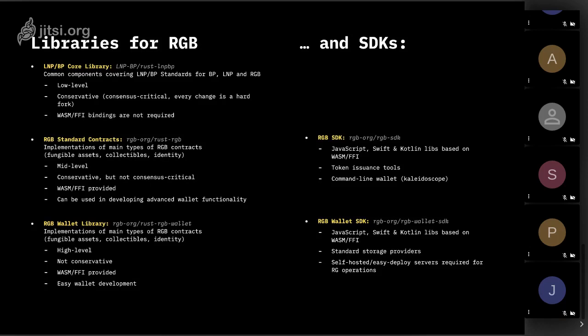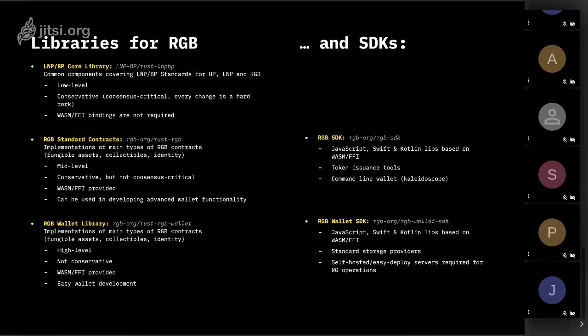The third layer is the RGB Wallet Library. It is a high-level library. The difference from the previous one is that if you're a wallet developer and would just like to have a simple API where you say, let's transfer 1,000 USD Tether to this guy, you don't need to worry about coin selection algorithm or how to store the data. You just need to do that transaction, because the transaction can be done in multiple different ways.